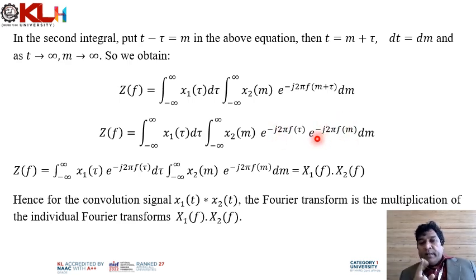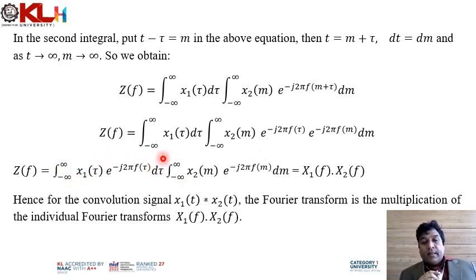Now we will rearrange these exponential factors. We have the exponential factor with tau, so we take this and combine it with the first integral, where we have d tau. Then we again get two integrals. Integral of x1 of tau e power minus j2 pi f tau d tau is nothing but the Fourier transform of x1 of t. You should always remember that tau or t is a dummy variable because it is a definite integral; finally this tau will be replaced by infinity and minus infinity. So this first integral is simply X1 of f.